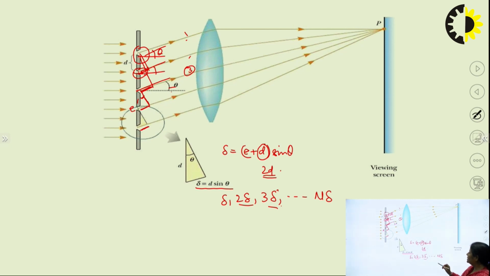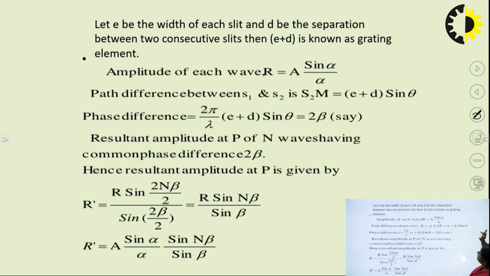All right, so this explanation is given here. This part we have already done: E will be the width of each slit and D will be the separation between consecutive slits, and then E plus D. We have already understood what part is known as E plus D. To emphasize its importance, a name is given to this E plus D, that is the grating element. All right. So this is the grating element.